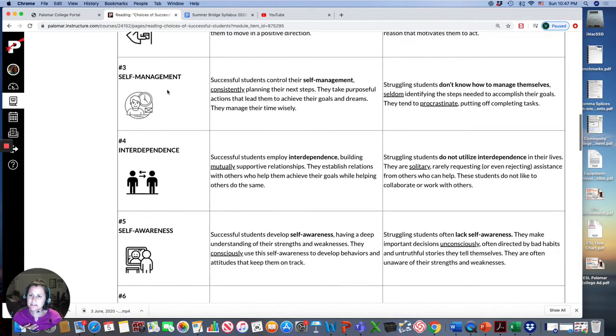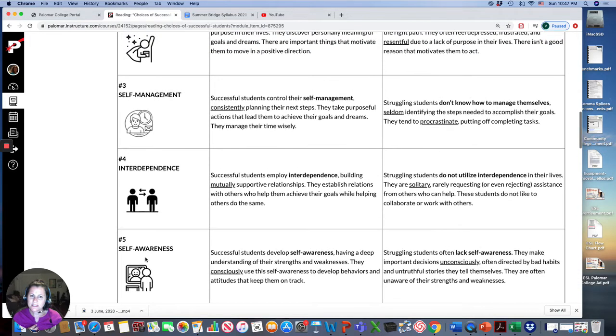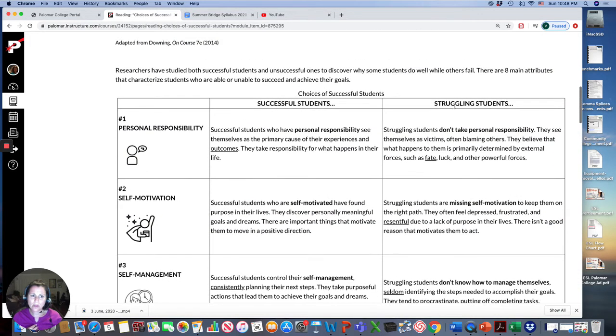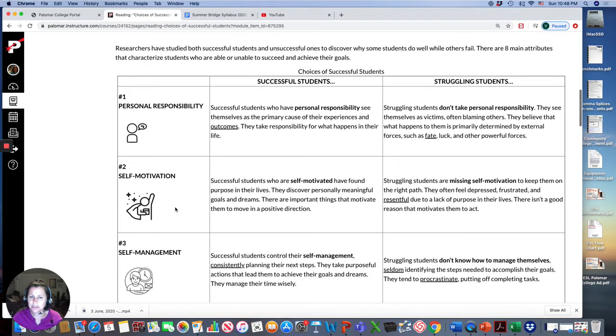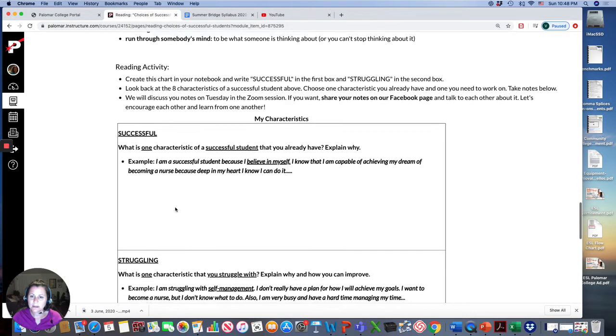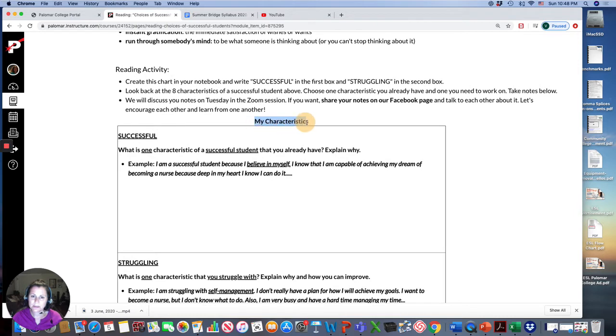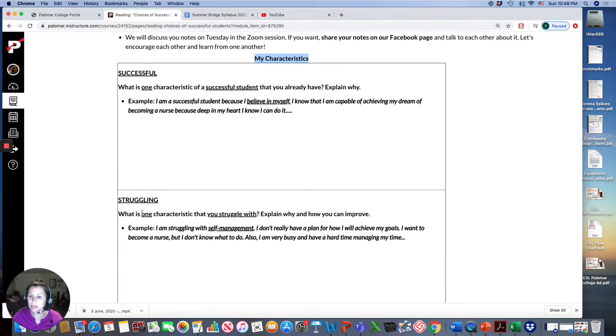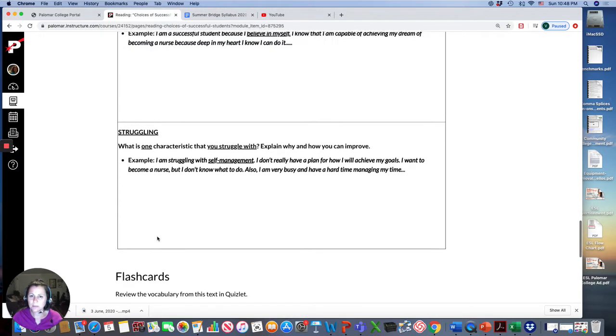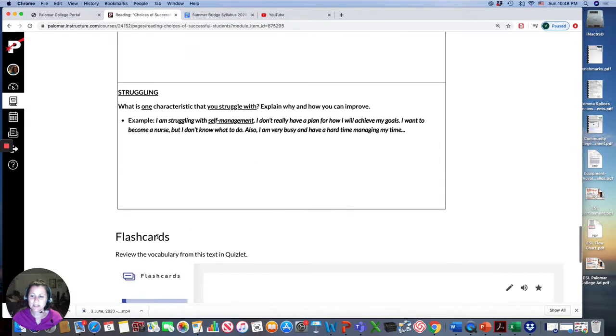Do you have self-management? Do you have self-awareness? What's something you struggle with, on the other hand? Do you struggle with self-motivation? So you could start thinking about your characteristics as a student. What's something that makes you successful, and what's something that you struggle with? Okay, and we'll be talking about that in our Zoom session.